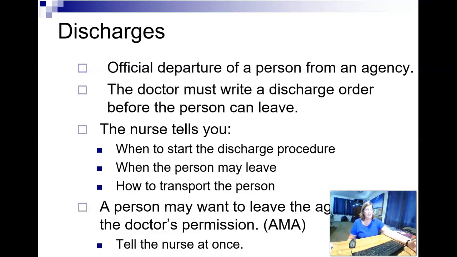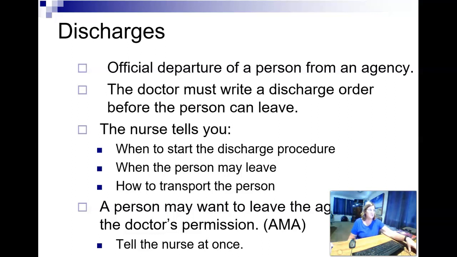Now, hopefully, the reason our patient is getting discharged is because they're better and getting ready to go home. So we would always want to know what time they're planning on going home, when the person might actually leave the facility, if they're going to leave by wheelchair, or if an ambulance is picking them up and taking them back home, or how they're planning on getting home.